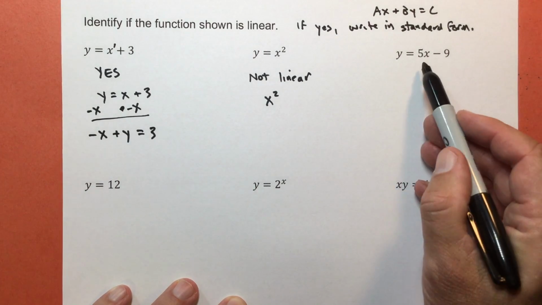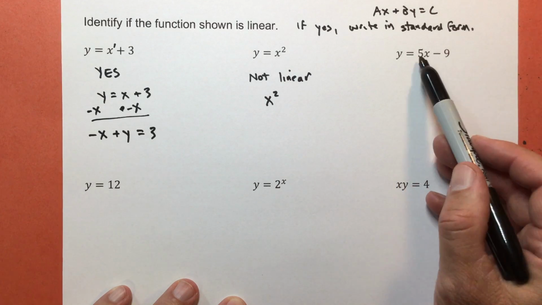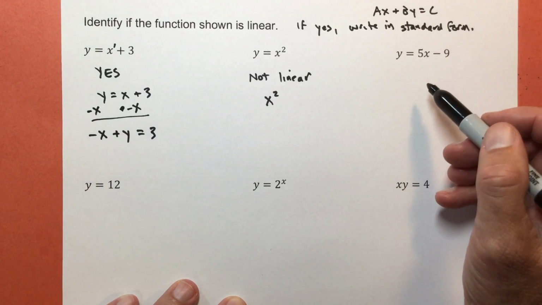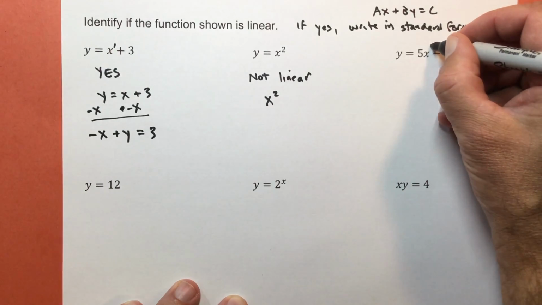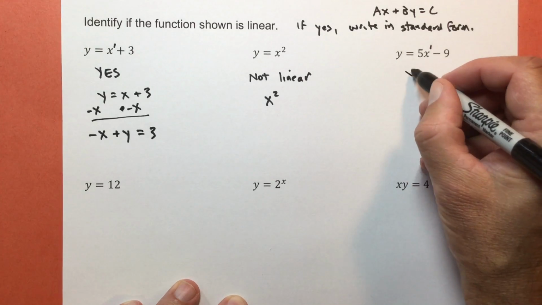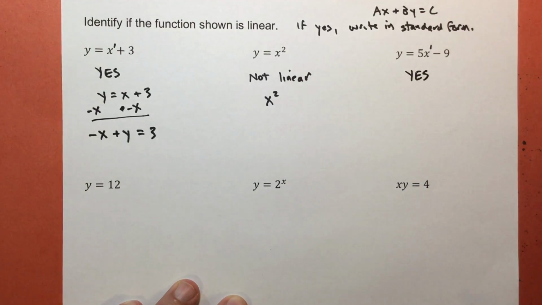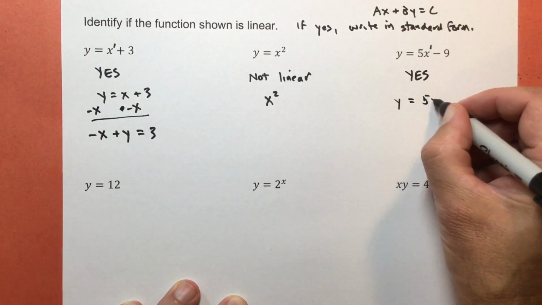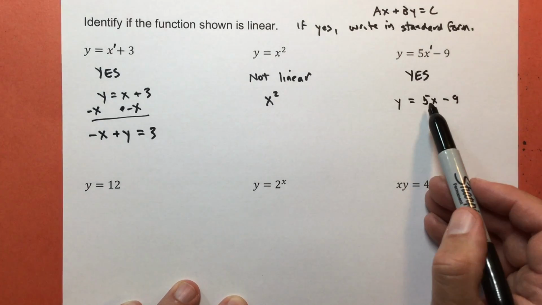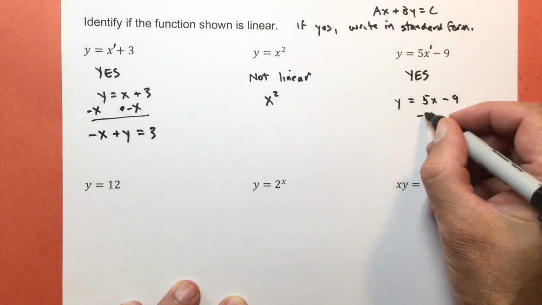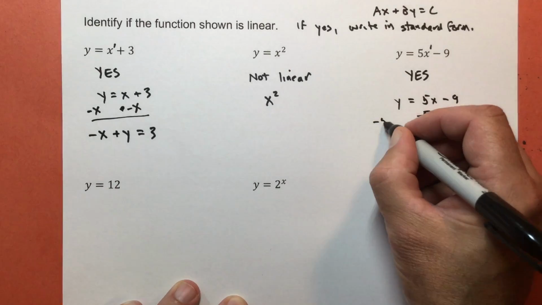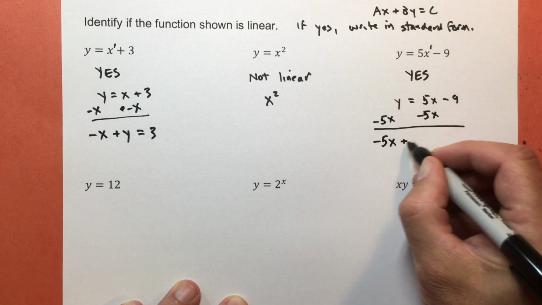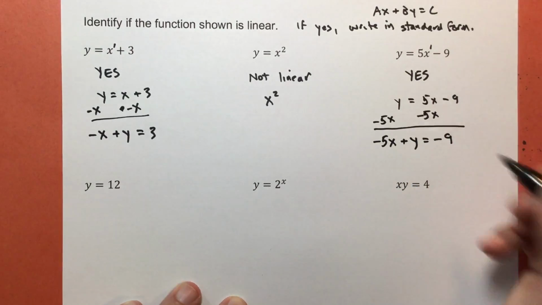Last one. This looks a lot like that, where I've got y equals something times x plus something. So I'm going to do the same thing. Oh, sorry, I'm getting ahead of myself. Again, I have the exponent as 1. So yes, this is linear. And I'm going to take y equals 5x minus 9. All I need to do is put that 5x over here. So I'm going to subtract 5x from both sides, and I get negative 5x plus y equals negative 9.